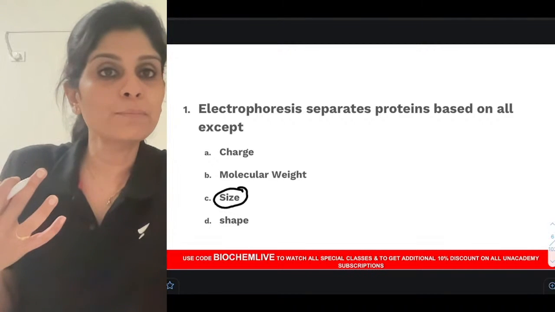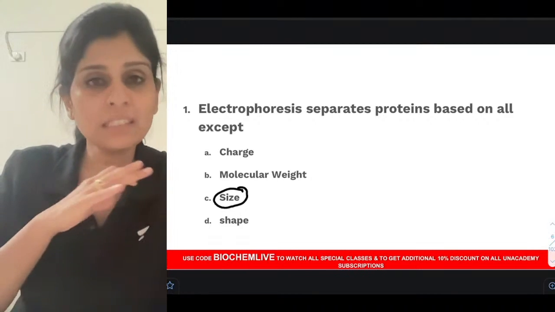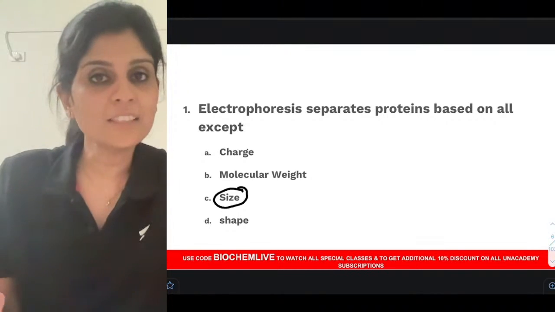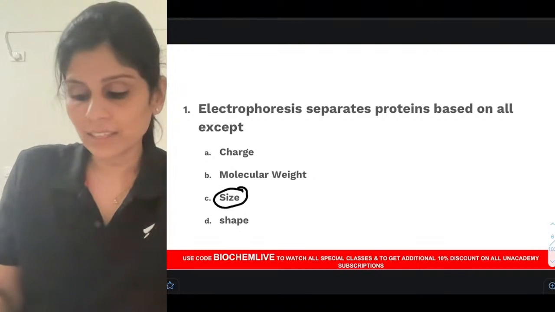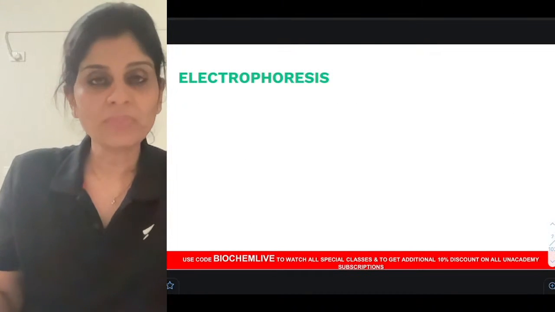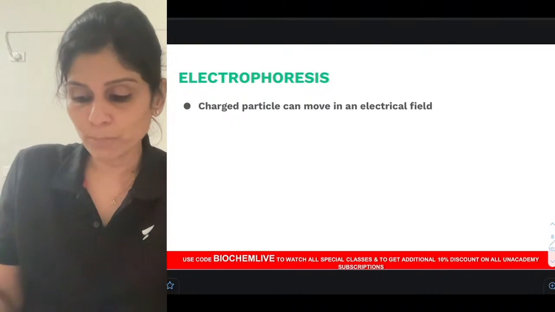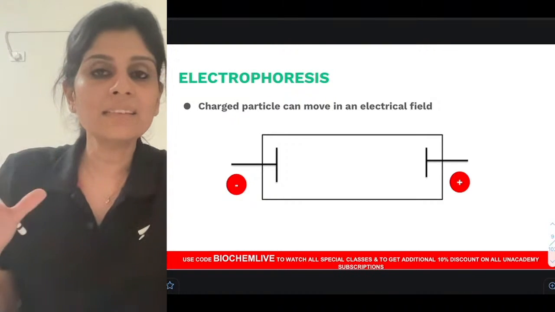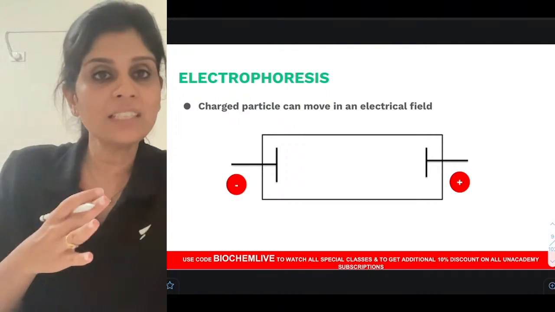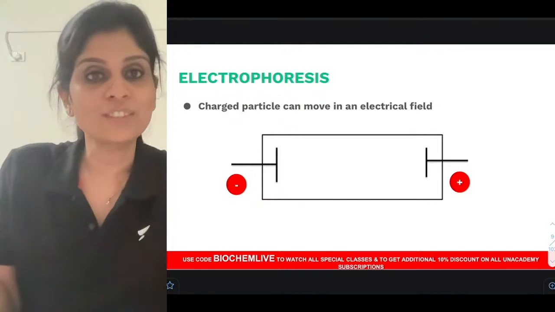What do you think is the principle that is involved in electrophoresis? It's a very simple principle. Any charged particle can move in an electrical field. Don't we all know that? Yeah, any charged particle can move in an electrical field, because an electrical field is created by a negatively charged electrode and a positively charged electrode.